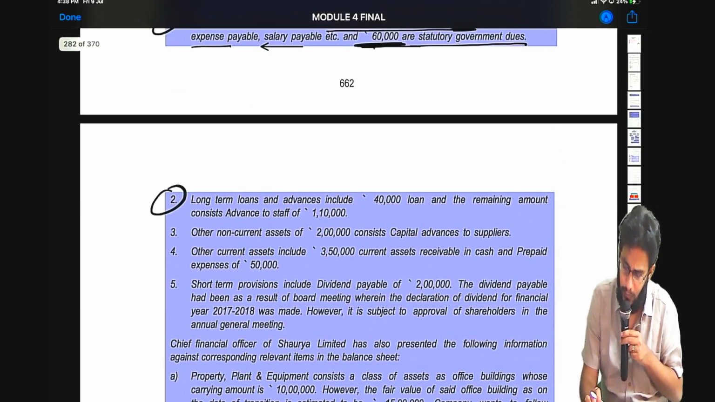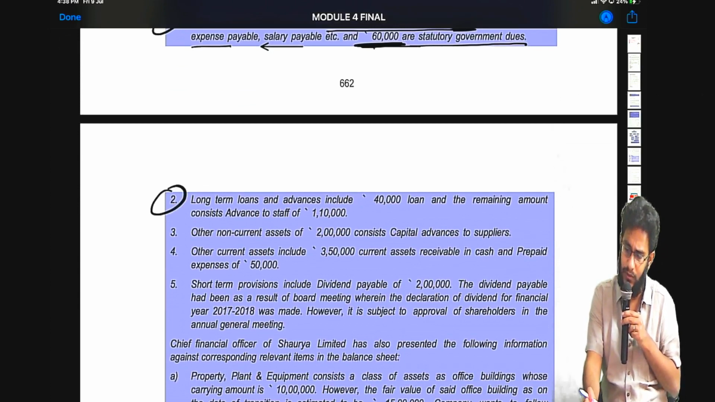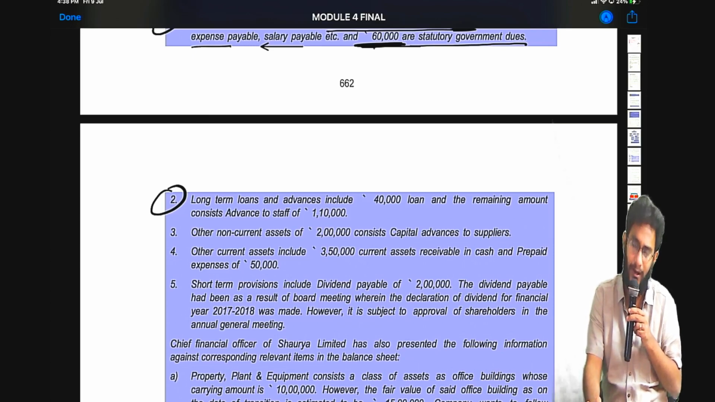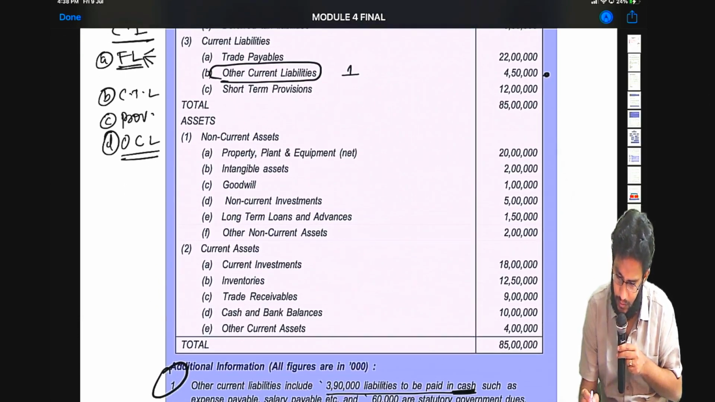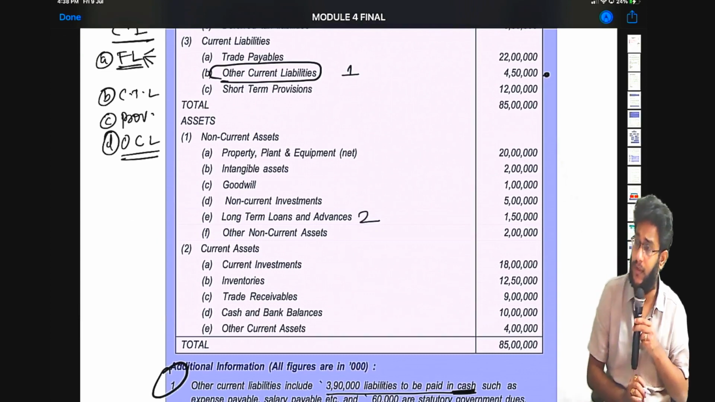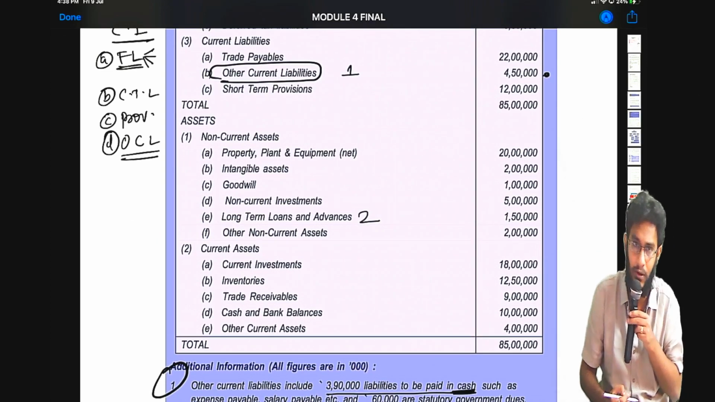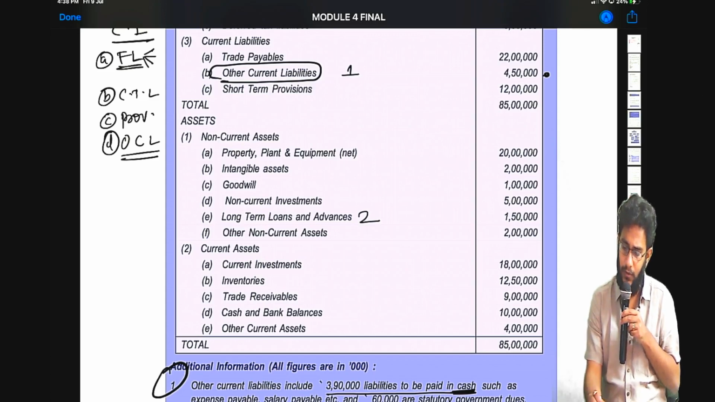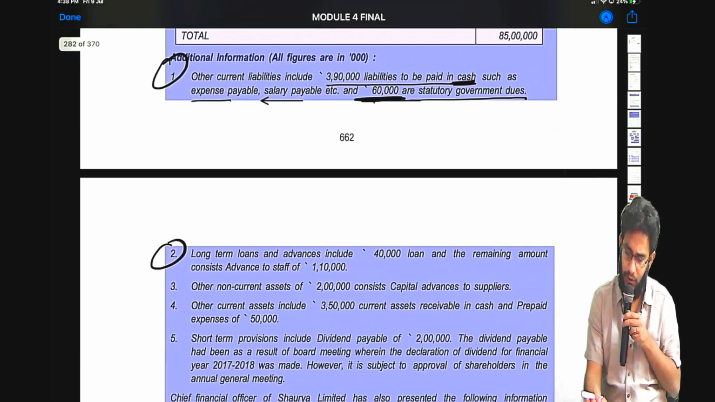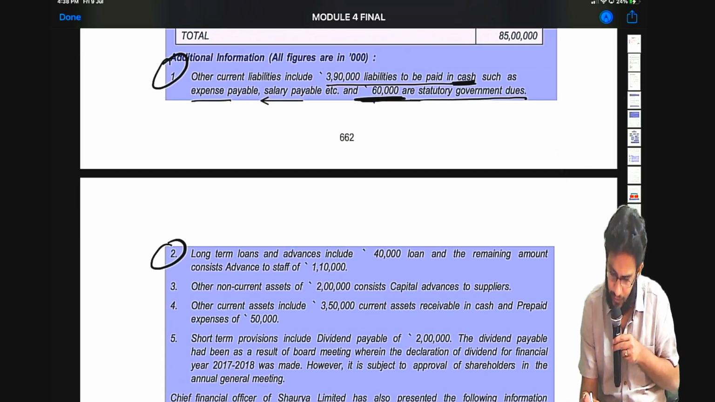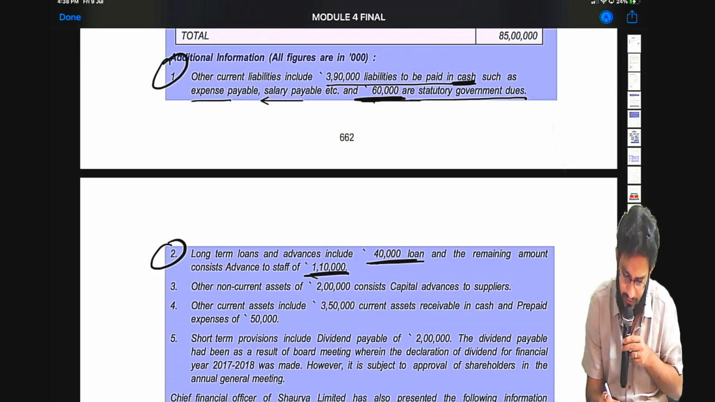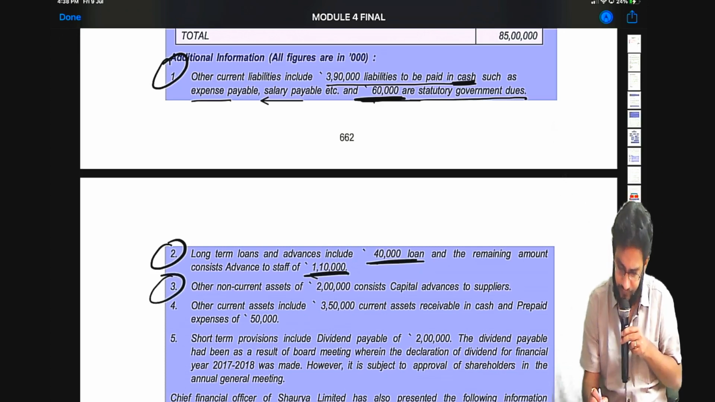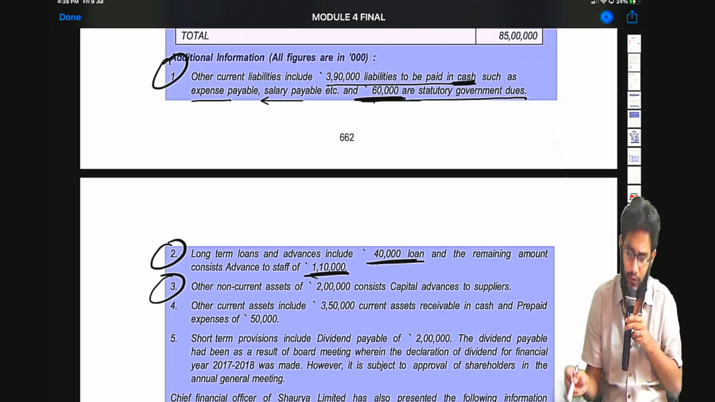Next, long-term loans and advances include rupees 40,000 loan and the remaining consists of advance to staff of rupees 1,10,000. So let's see, loans and advances. This one. Note point 2 is regarding this. You can mark the numbers so that it will be easy for you later on while referring. Long-term loans and advances 1,50,000, of which 40,000 rupees represent the actual loan. The remaining is staff advances 1,10,000. Let's see what adjustment has to be done for that. Next. Now what type of loan and all, he is going to explain later on.